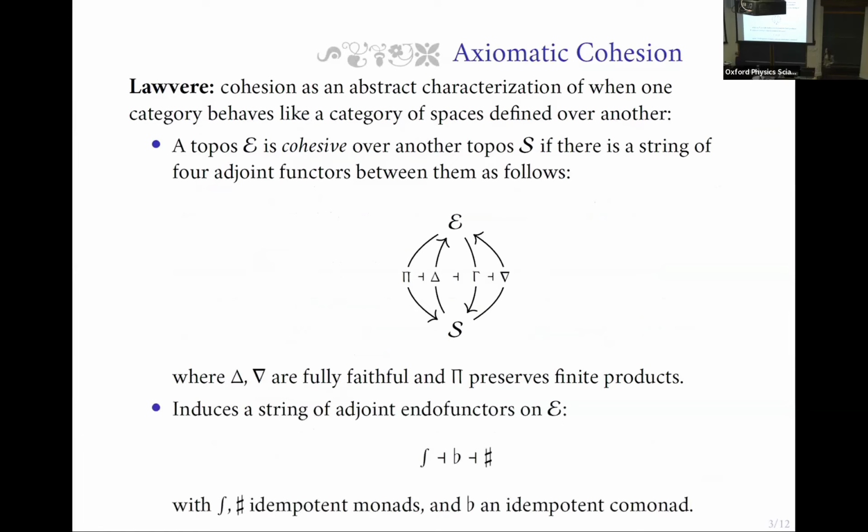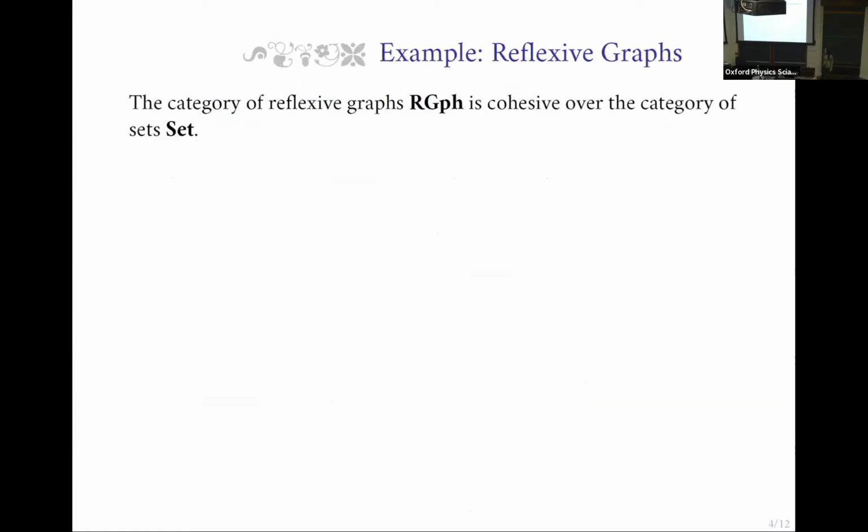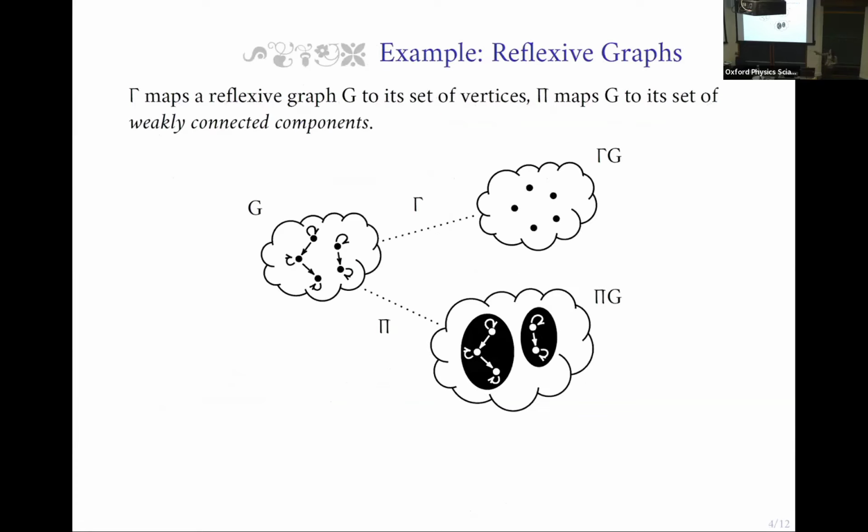And this induces a string of adjoint endofunctors on E, where the esh and sharp are both idempotent monads, and flat is an idempotent comonad. And so to give an example of cohesion like this, the category of reflexive graphs is cohesive over the category of sets. And the way that works is, your gamma functor maps a reflexive graph down to its set of vertices, and pi maps the graph to its set of weakly connected components, like so here. So anytime there's a path between two vertices, they end up in the same component of pi.